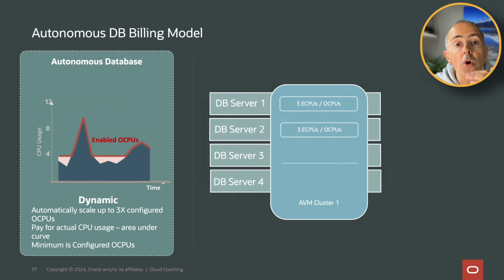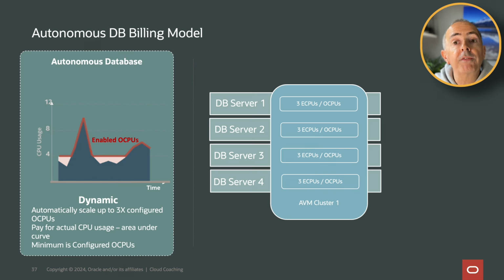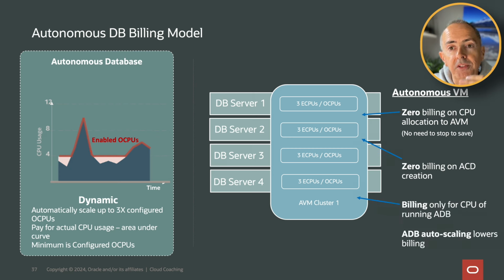So when scaling up, you're only charged for the fractions of the OCPUs for the time that you're using it. So unlike the traditional VM cluster, where if you needed 12 OCPUs to run all the workloads, you'd be paying for 12 all the time without any scaling, with autonomous, it's doing that scaling for you automatically. And as a reminder, with autonomous, you're not billed on the allocation of CPUs to the cluster, and you're not billed at the creation of the autonomous container databases, but only when the database is running. So these changes, plus the use of auto scaling, can reduce the cost of running your Oracle databases.